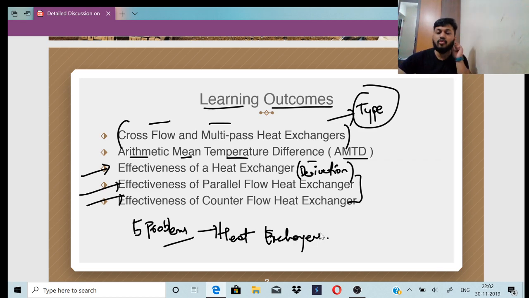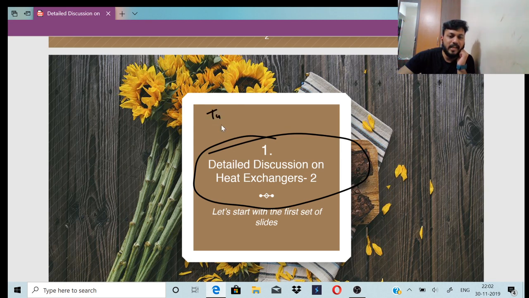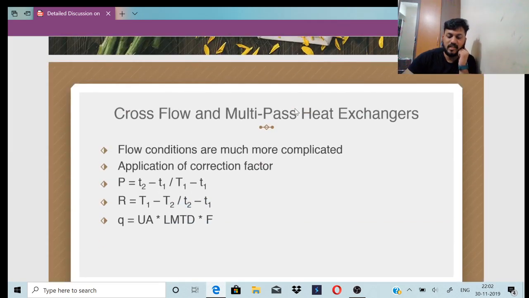Right, so let us move on to the class. Detailed discussion on heat exchangers part 2. In the previous class we had a detailed discussion on the types of heat exchangers and also the LMTD method. Today we'll be moving on to the AMTD method, and we will also see what is the effectiveness of the heat exchanger.